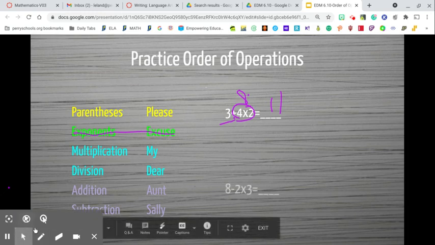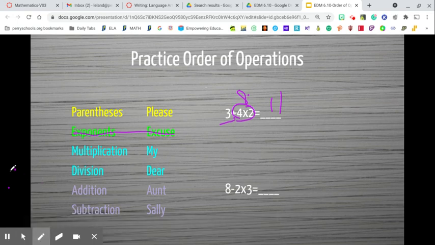All right, let's look at another one. We have 8 minus 2 times 3. So again, I don't have any parentheses. I won't have exponents, but I'm going to go to multiplication and division, and I can see that there is a multiplication problem in here. 2 times 3. So I solve that first. 2 times 3 is 6. And then I look for my next set of problems, and I can see that there's a subtraction. So I'm going to do 8 minus the 6 that I found, and that is 2.